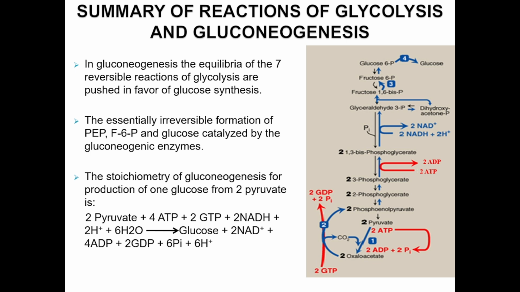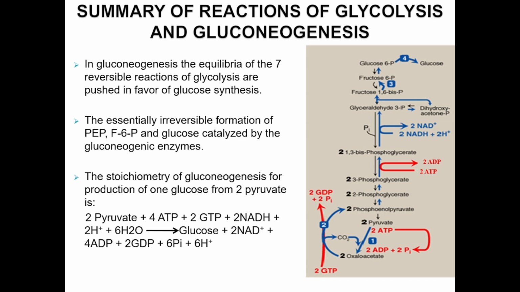So if we look here, to convert pyruvate to oxaloacetate, we need 1 ATP. For 1 molecule of glucose, we will need 2 pyruvate to 2 oxaloacetate, so 2 ATP in this step. 2 GTP from oxaloacetate to phosphoenol pyruvate.